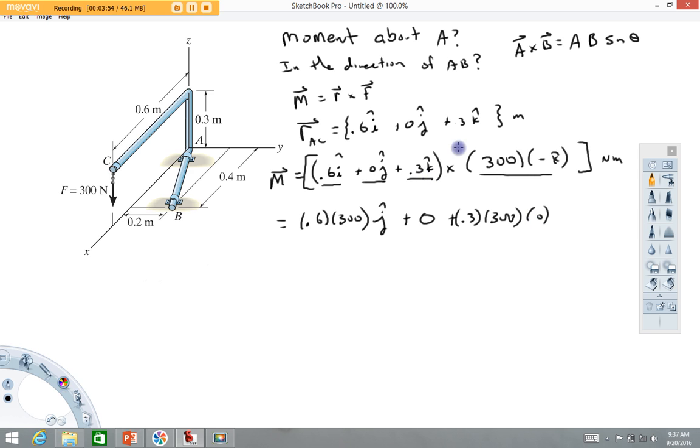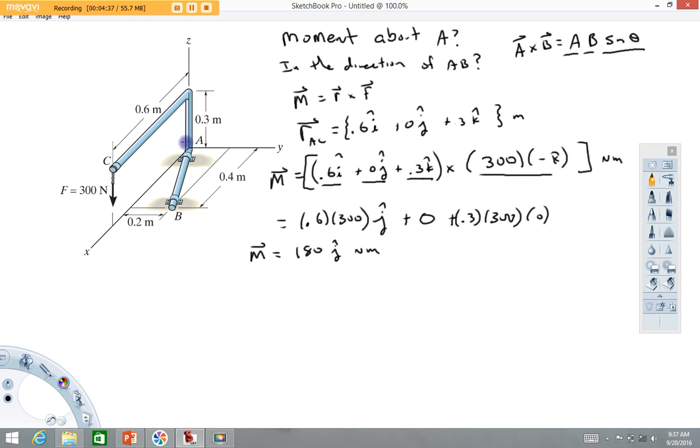I'll talk a little bit about why, because remember how vectors cross here. Magnitude of the first, magnitude of the second, sine of the angle between them. So when we do k cross minus k, the magnitude of the first vector would be 1, magnitude of the second vector also 1. Angle between them is 180, sine of 180 is 0. So the moment vector produced by this force about point A is looking like 0.6 times 300, and that's 180, I believe, 180 j Newton meter.